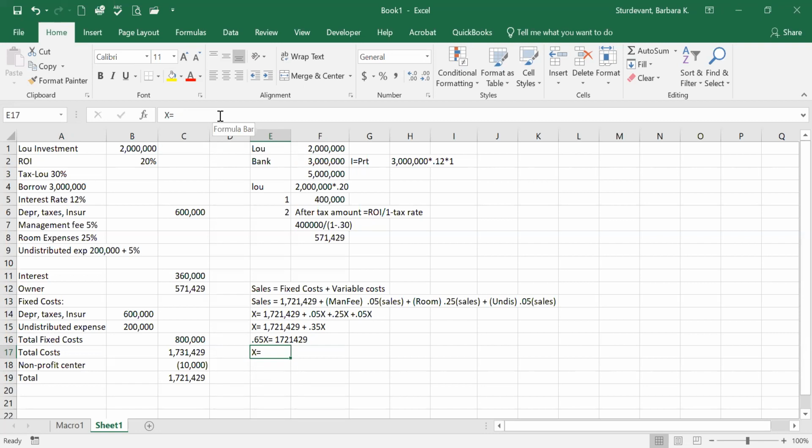And so if we want to solve this, all we're going to do is take the 172,1429 and divide by 0.65. Make sure when you're doing this that your sale number comes out more than this. If it doesn't, it means you didn't do the math right. So if you do this, you're going to get a sale number of 2,648,352. And that's going to be our sales.